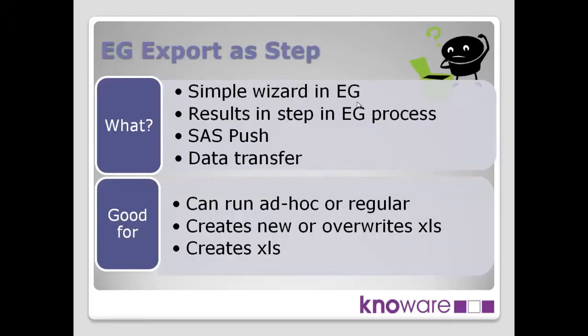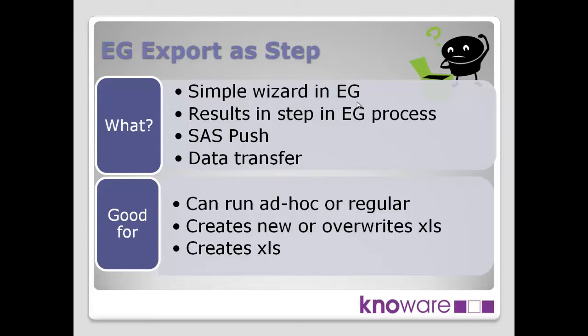What is this technique? Well, it's using the simple wizard in Enterprise Guide, but rather than just using it to create an Excel spreadsheet, we're going one step further and creating a step within the Enterprise Guide process. What sort of technique is it? It's a SAS push technique. That means that SAS is controlling the push of the information out to Excel.